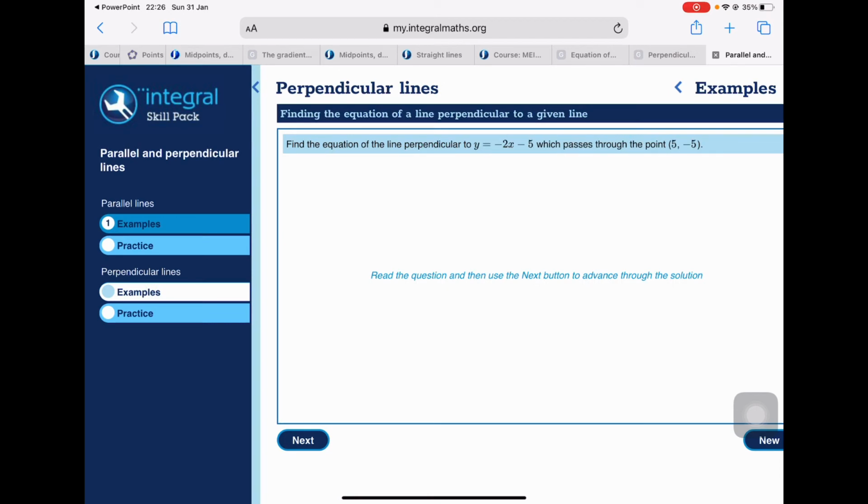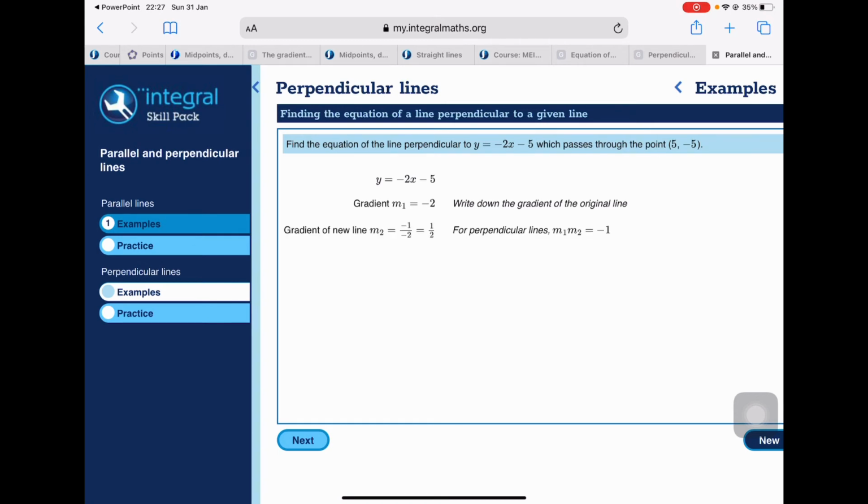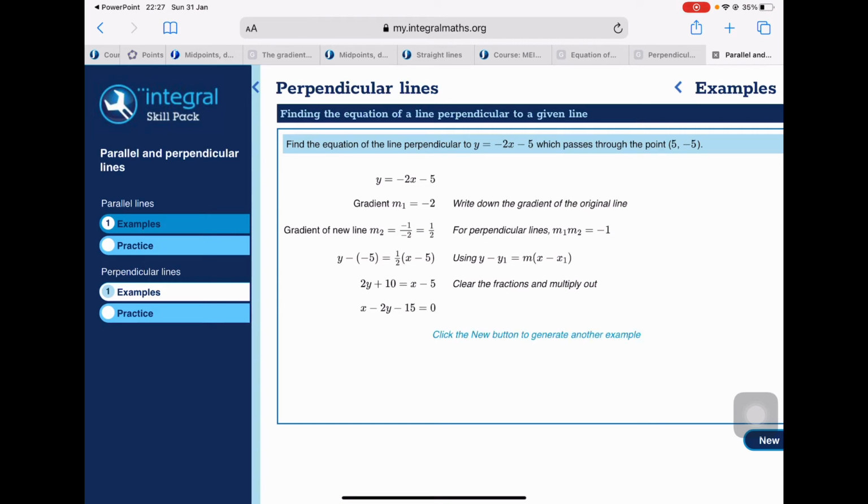Then with the perpendicular lines, the gradient is -2, so the gradient of the perpendicular line will have to be 1/2. Yeah, there it is. Now the rest is the same as what we did for the previous example. Substitute into that equation, rearrange, and here, okay, they've written it in this form.